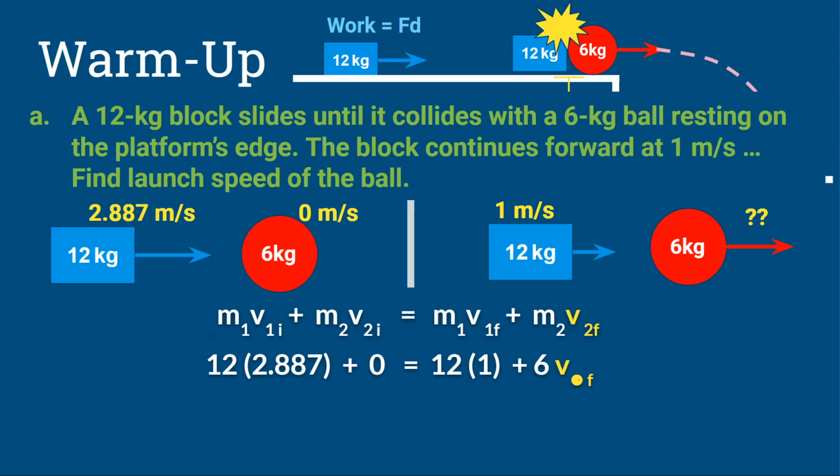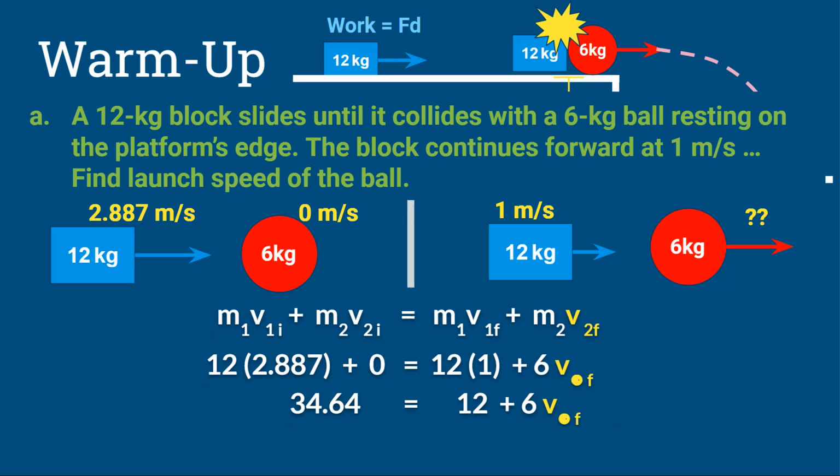So if I plug in my numbers, I have my block's mass of 12 multiplied by its velocity of 2.887. The initial momentum of the ball is 0. I didn't bother multiplying by the mass because 6 times 0 is just 0, so I put a 0 in there. And then that's equal to the final momentum of the block, which is 12 times 1, plus the final momentum of the ball, which is 6 times the velocity of the ball final. From here, again, it's just algebra. That 12 times 2.887 is 34.64 equals 12 plus 6 vf.